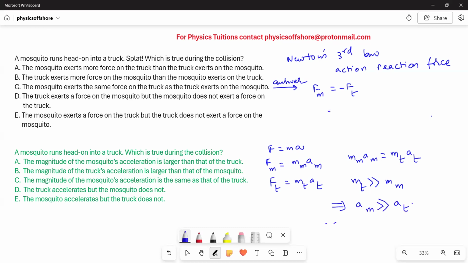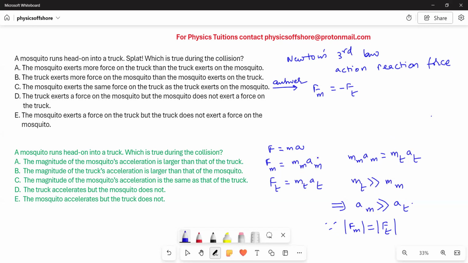Since F mosquito is equal to F truck, because the magnitudes of both forces are the same, the magnitude of the force the mosquito exerts on the truck is equal to the magnitude of the force the truck exerts on the mosquito. As the force is the same and the mass is different, the acceleration is also different. Here, the mass of the truck is huge compared to the mass of the mosquito.